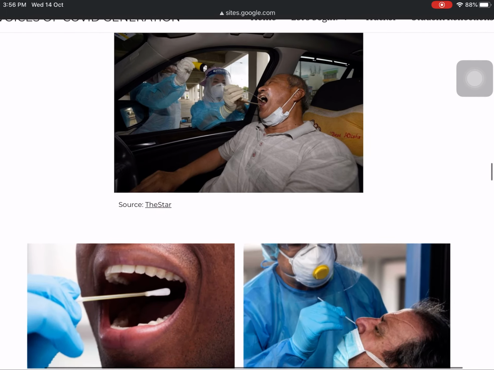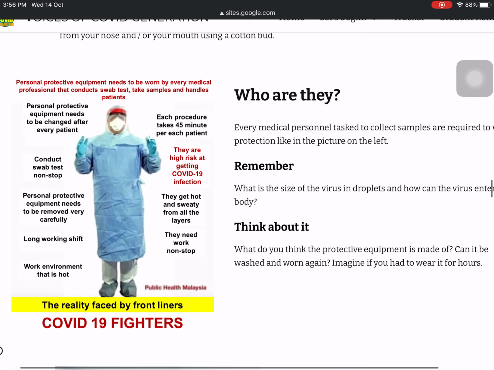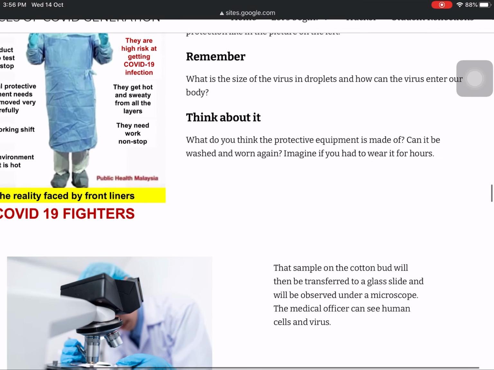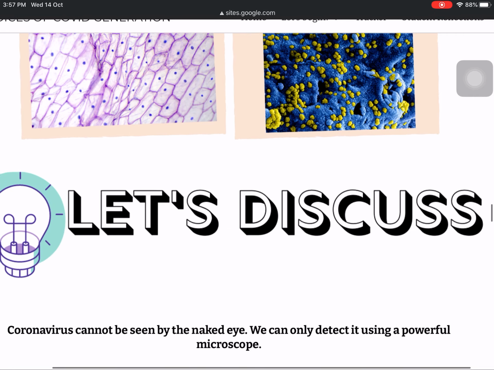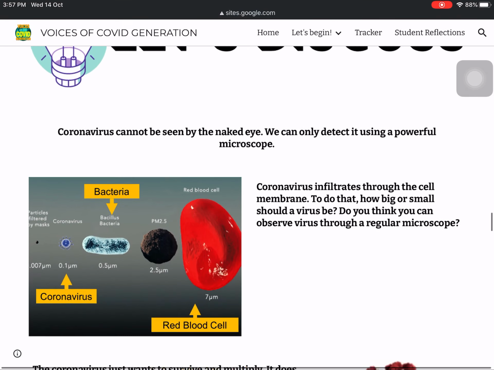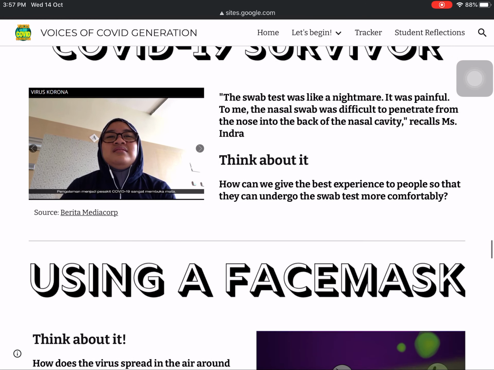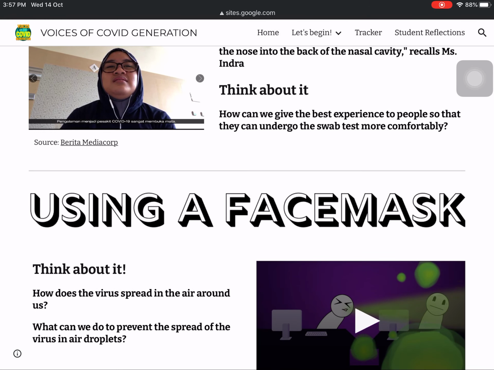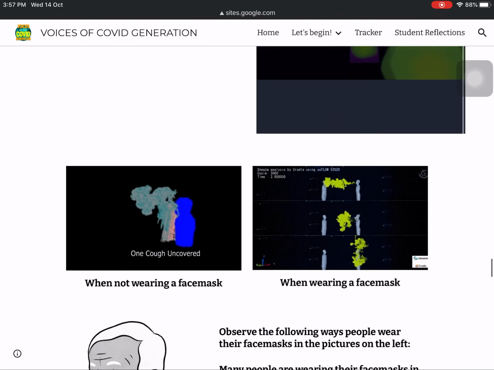Okay, how does a swab test work? Who are they? Okay, COVID-19 fighters, what do they do? Remember, read through, take your time, enjoy the pictures and the colors. Okay, coronavirus cannot be seen in the naked eye, as I've mentioned. It's more about the science aspect of COVID-19. Using a face mask, does it work? Please feel free to press play.